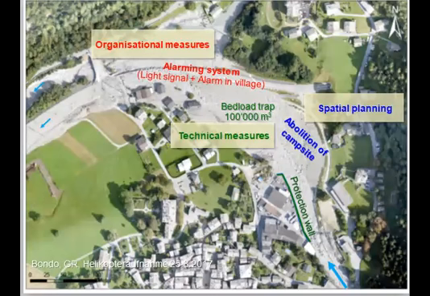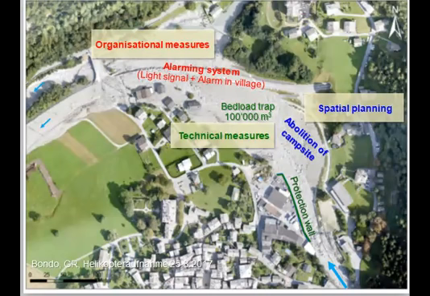I have presented to you the 3 different types of flood protection measures, and usually in a flood protection project, we have all 3 different types of measures included. It's always a combination of different measures, and usually all 3 different types are there. This is illustrated by this example of the village of Bondo in the Canton Graubünden.